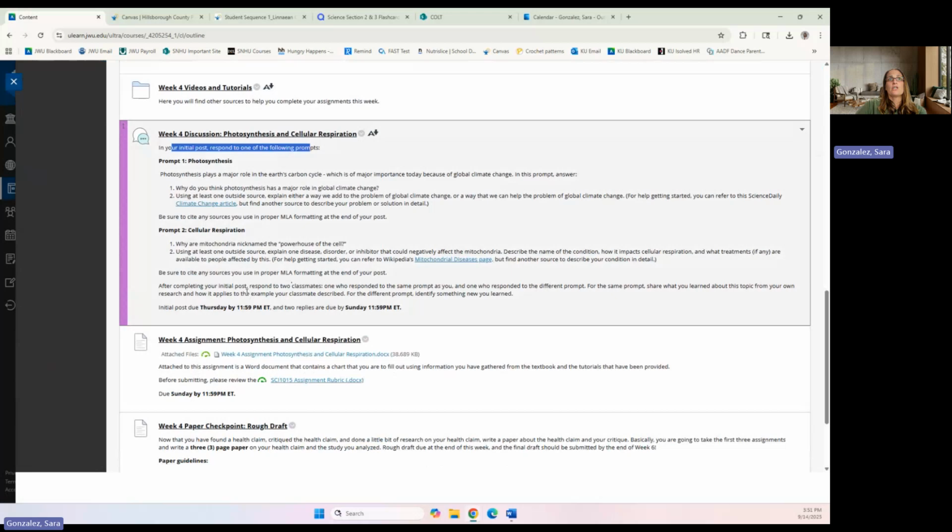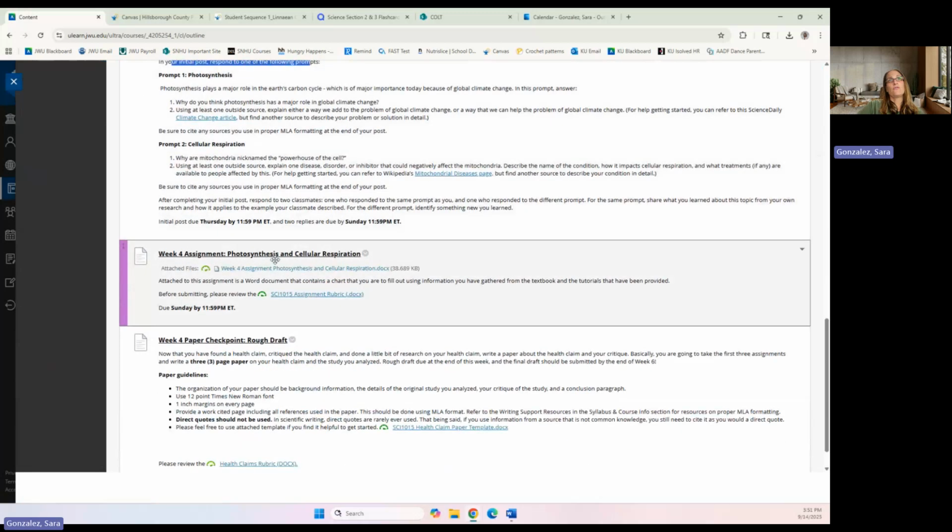Now, after you complete your initial post, you can respond to 2 of your classmates. Either one, you can respond to the same prompt, or you can respond to a different prompt, or one of each, however you want to do that. Basically, share what you learned from this, any input you have. If you research a little bit more, you can add that as well, include references. So again, initial post due Thursday, your 2 follow-up responses due by Sunday.